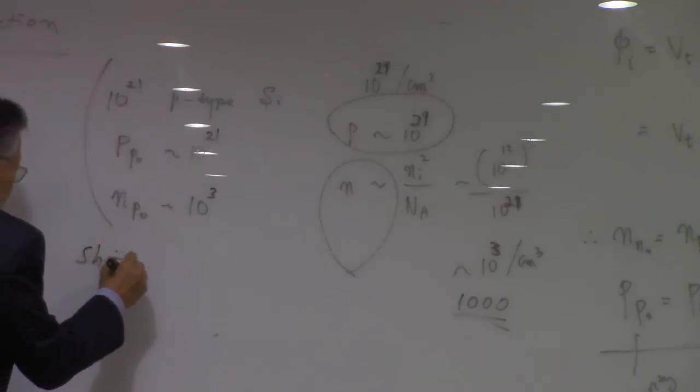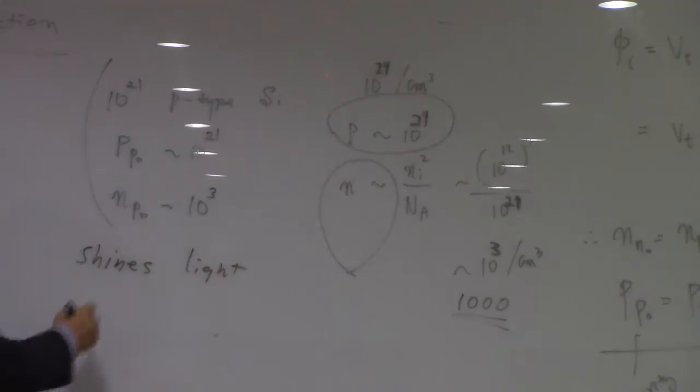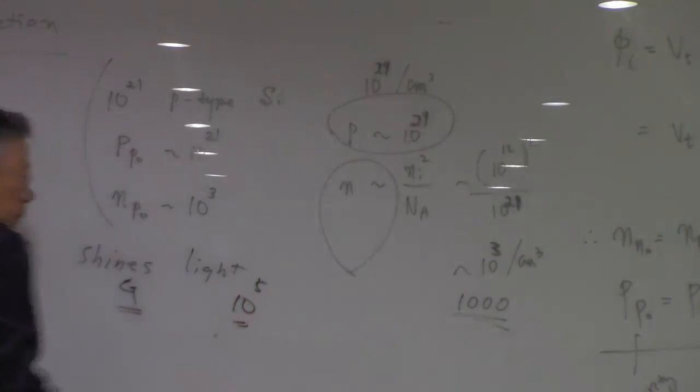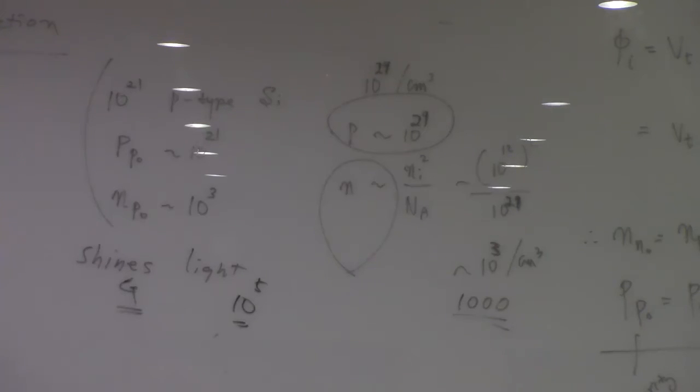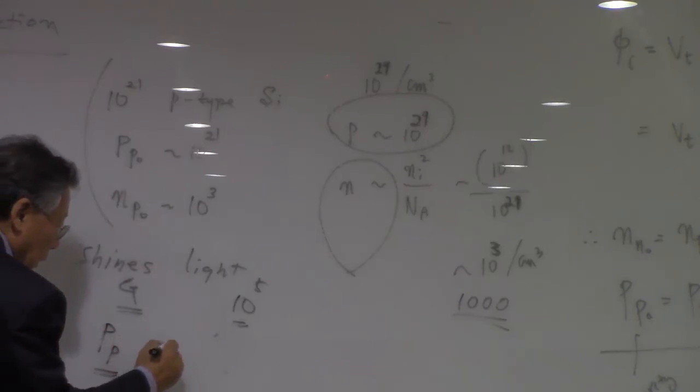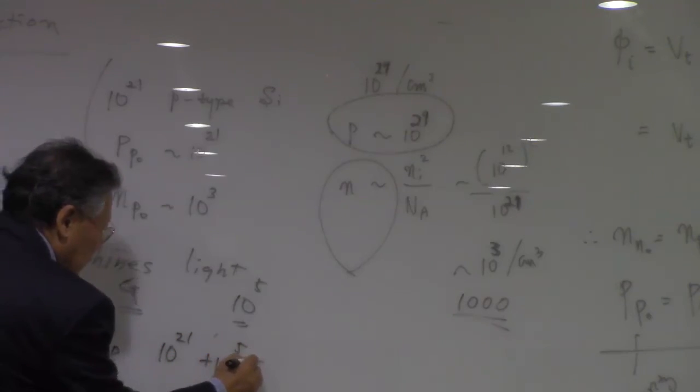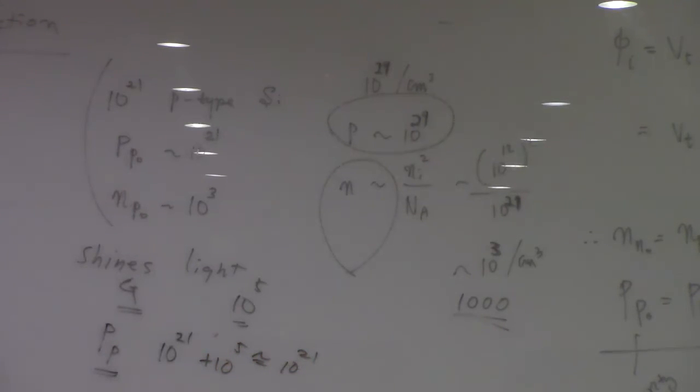Now, if we shine the light and create some generation rate, G, we create electrons and holes in the same amount, like 10 to the 5th, for example. That is a very easy thing to do. This creation of 10 to the 5th electron-hole pairs does not require shining big lights. That usually can be obtained. Then with this shining light, p_p, the majority carrier, is going to change in number from 10 to 21 plus 10 to the 5th, so that is still 10 to 21. It is not changing much.